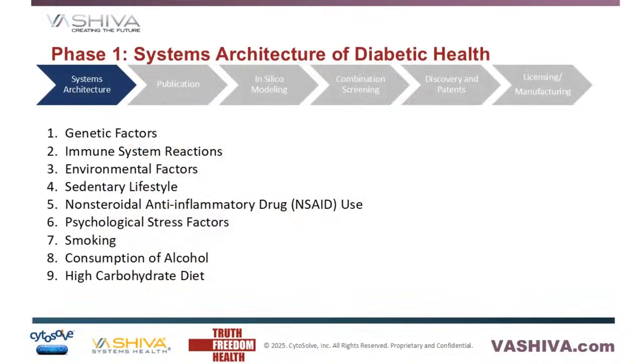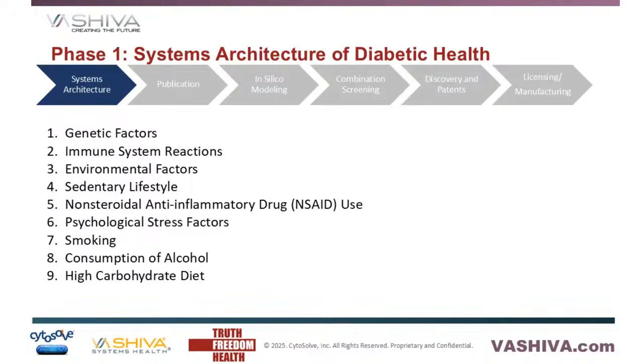The key factors contributing to the development and progression of diabetes are genetic factors that predispose individuals to the condition, followed by immune system reactions and environmental factors that can trigger or worsen it. Lifestyle aspects such as a sedentary lifestyle, psychological stress, smoking, alcohol consumption, and a high carbohydrate diet are identified as major modifiable risk factors. The slide also notes that the use of non-steroidal anti-inflammatory drugs, NSAIDs, may influence diabetic health.